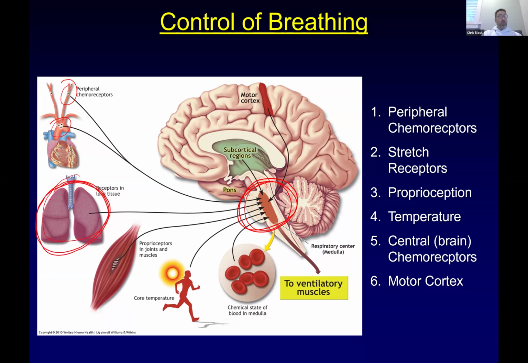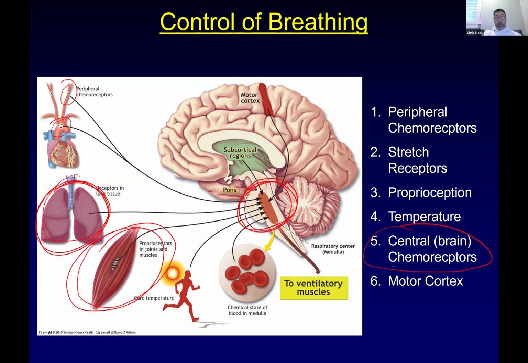So as you begin to breathe more deeply and stretch your lungs out, those stretch receptors are going to send input to the brain and say, hey, we're breathing deeply, let's go faster. You have input that comes from proprioceptors, things from muscle spindles and Golgi tendons in the muscles and the joints. There's also input from changes in temperature. We also have central or brain chemoreceptors that monitor oxygen and CO2 levels in the brain.